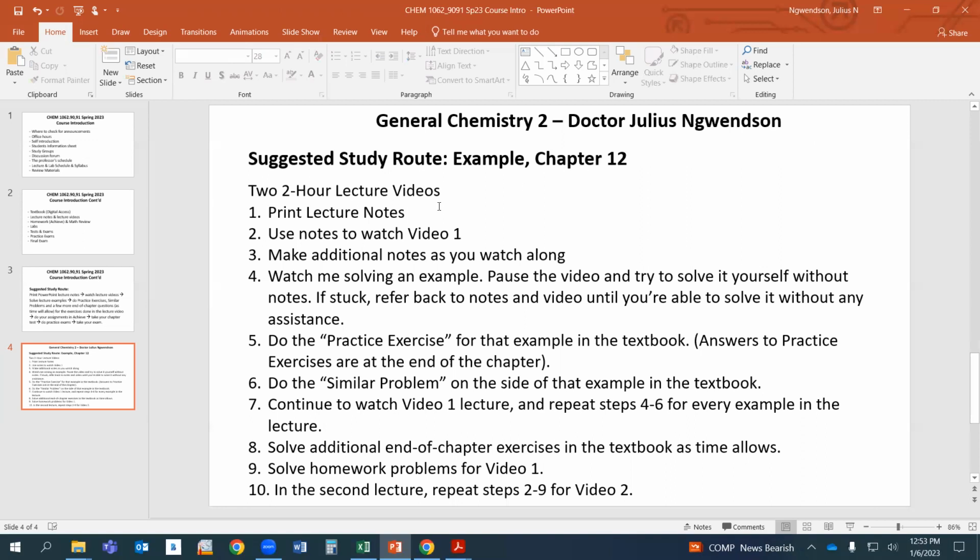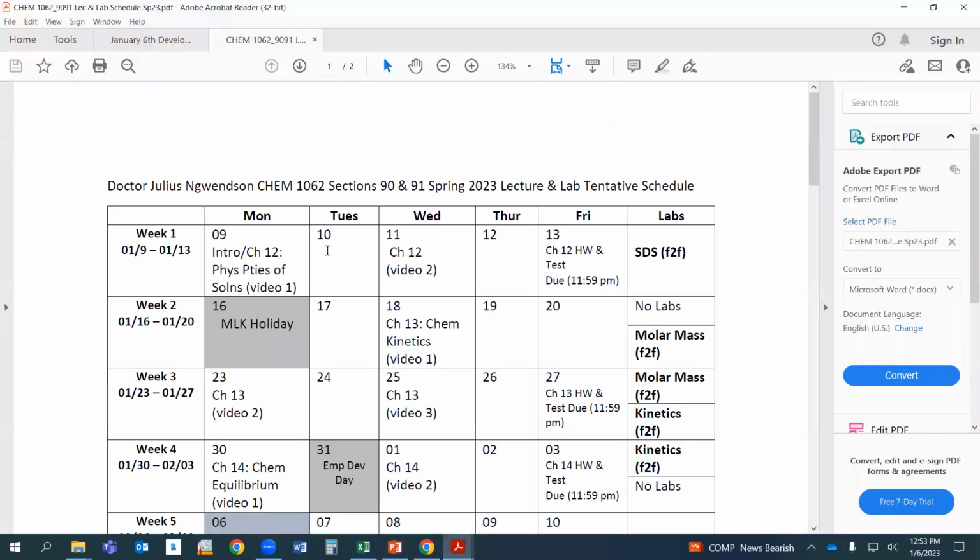Chapter 12. So our lectures are 2 hours long. Okay, every lecture 2 hours long. This is an evening class. So we have two 2-hour lecture videos. You look at the lecture and lab schedule here. We have two 2-hour lecture videos. Chapter 12 is physical properties of solutions. You have video 1 and you have video 2. So this is lecture 1 and this is lecture 2. So 2 hours on Monday, 2 hours on Wednesday. So that's what I mean by two 2-hour lectures.